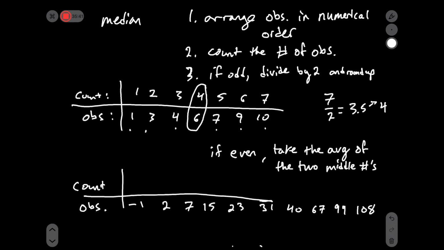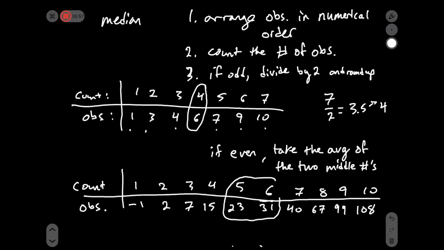Okay, so how many observations do we have here? 1, 2, 3, 4, 5, 6, 7, 8, 9, 10. Okay, we've got an even number here. So we will just see that we can take these two in the middle, observations 5 and 6. So we got 1, 2, 3, 4 on either side, and we'll just take the average of these two observations. So 23 plus 31 divided by 2, and that's going to give us 27 in that case.